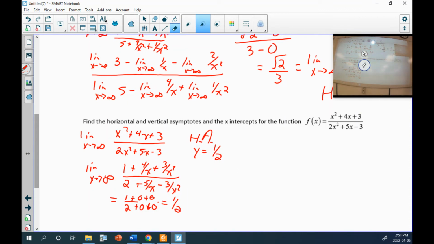Okay, I nailed that one. All right, Dylan, if I want to get the vertical asymptotes for this function, what is required of me?